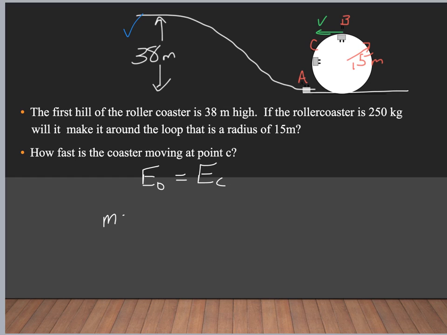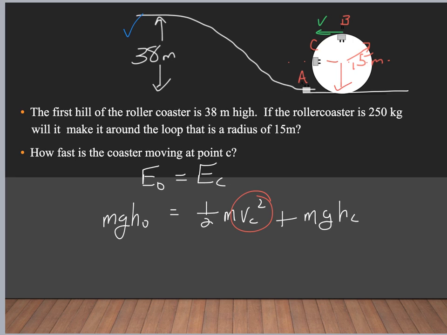We're starting with just potential. At point C, it is moving, and it still has a height. And that height would have to be equal to the radius of the loop. All right, so just solving for VC. It should move faster, right? Because as an object rolls downhill, it's going to increase in speed. So we should get a larger speed than what we got at point B.